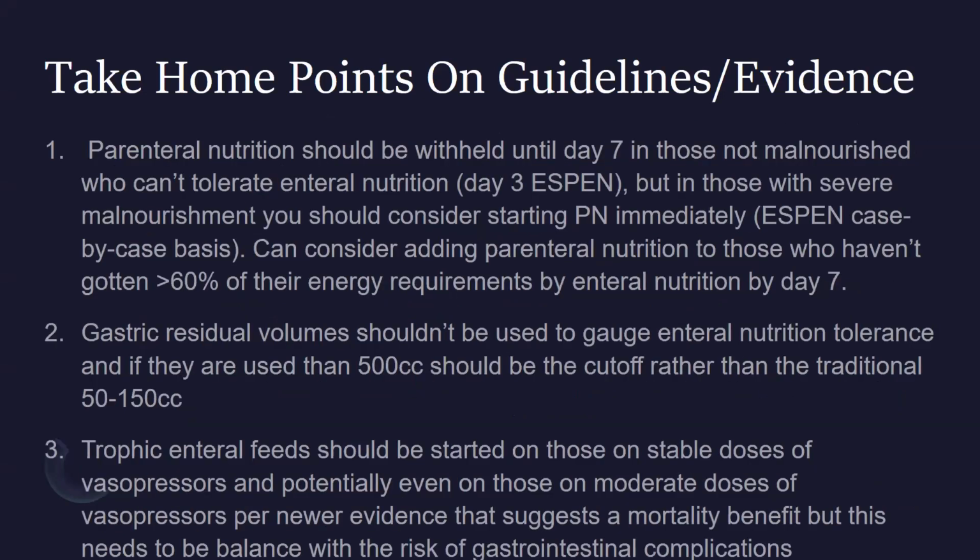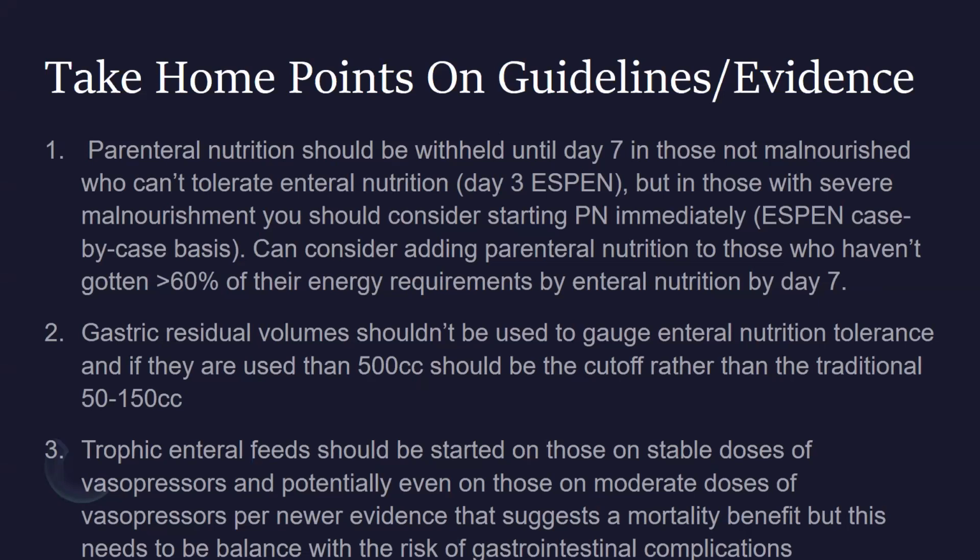And then just a few more. Parenteral nutrition shouldn't really be started until day 7 unless you're malnourished, in which case you should consider starting it more quickly, as well as those at day 7 not meeting their energy needs. Gastric residual volume shouldn't be used. And trophic feeds should be started in those unstable on doses of vasopressors, potentially even on moderate or higher doses, and there might actually be a mortality benefit. Where am I doing? 45.